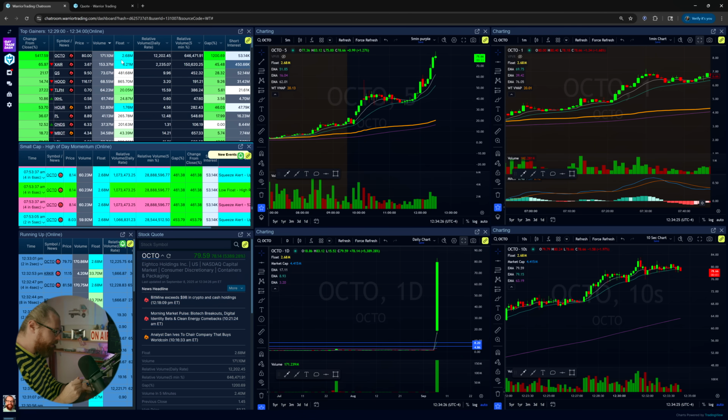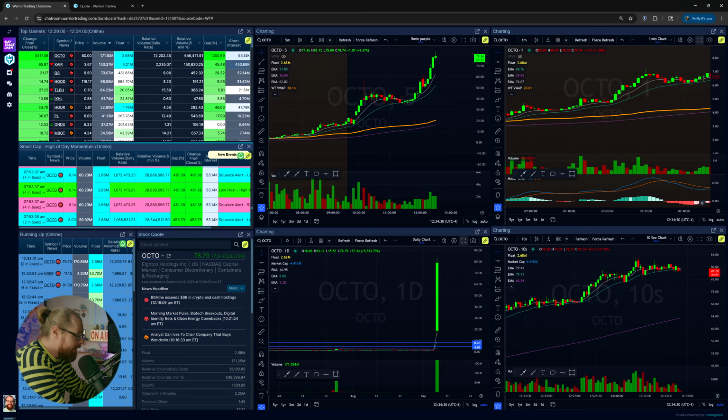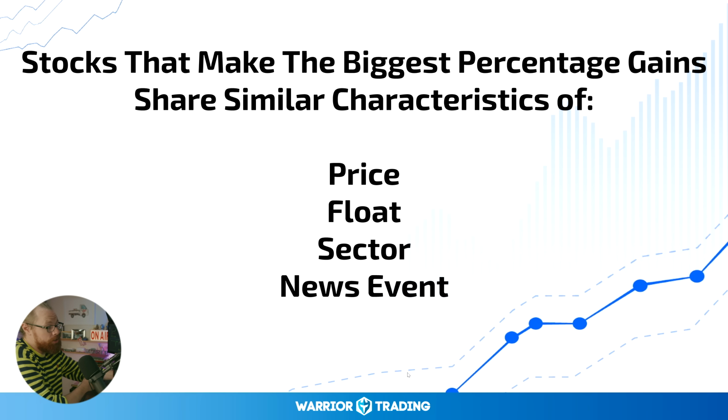So float is a very important component in this relationship of supply and demand. And ultimately, these are what create these big imbalances, and these are what create these big percentage gains. So price, float, sector, and a news event.